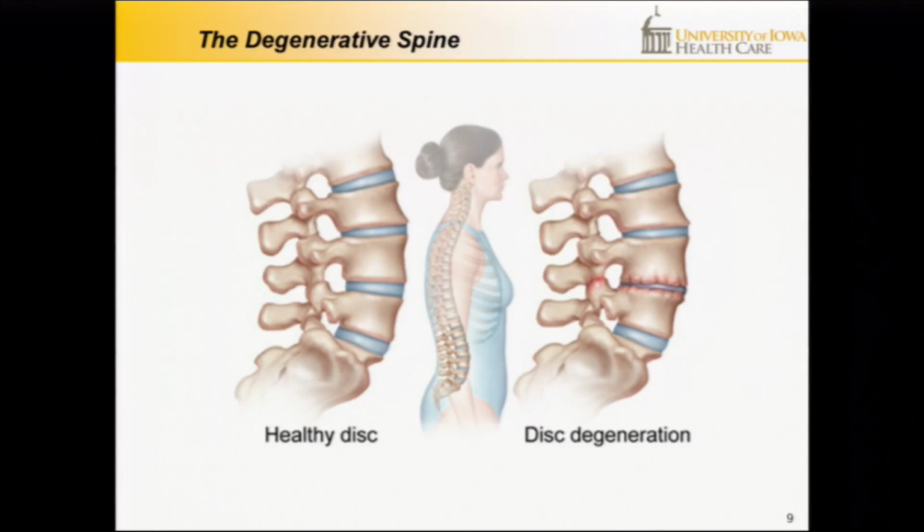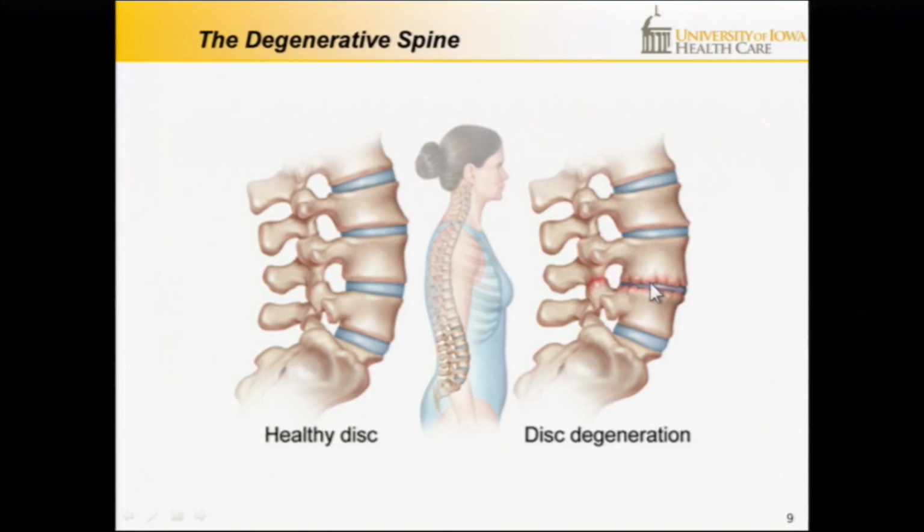So this diagram, fairly self-explanatory. It shows just a drawing of what the spine looks like looking from the side. We see the vertebral bodies right here. The blue represent the cushioning in between the vertebrae, the intervertebral discs.